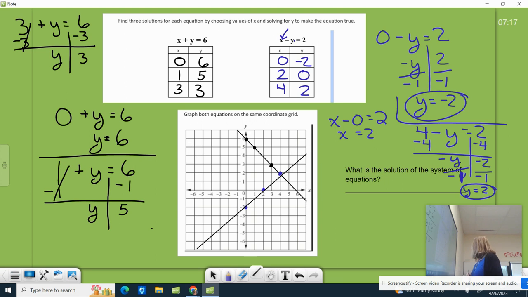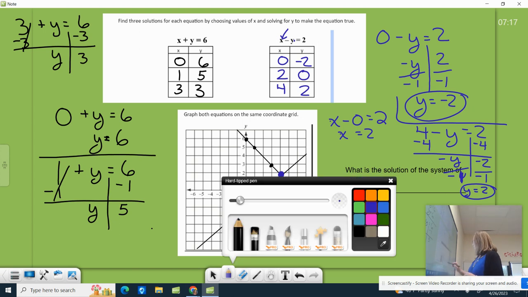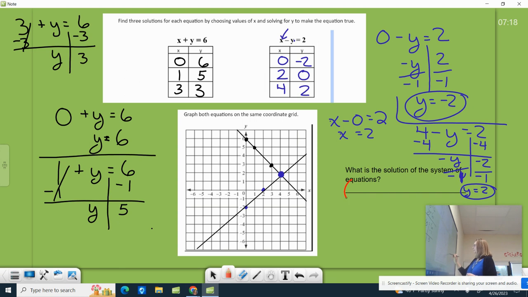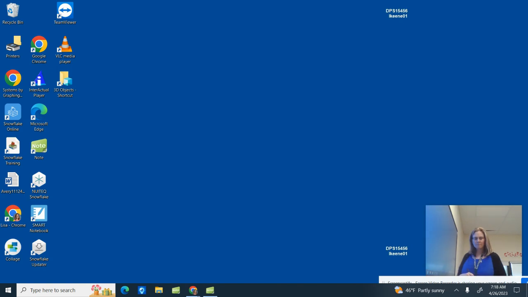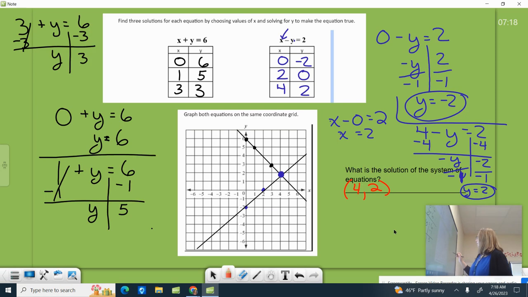All right. And then our whole purpose in this is finding the solution for the system of equations. So we find our solution for the system of equations as where the 2 lines intersect. So we looked at our graph and we find that the 2 lines intersect at coordinate 4, 2. My whole screen just went blank. Sorry about that. There it's back. All right. They intersect at 4, 2.